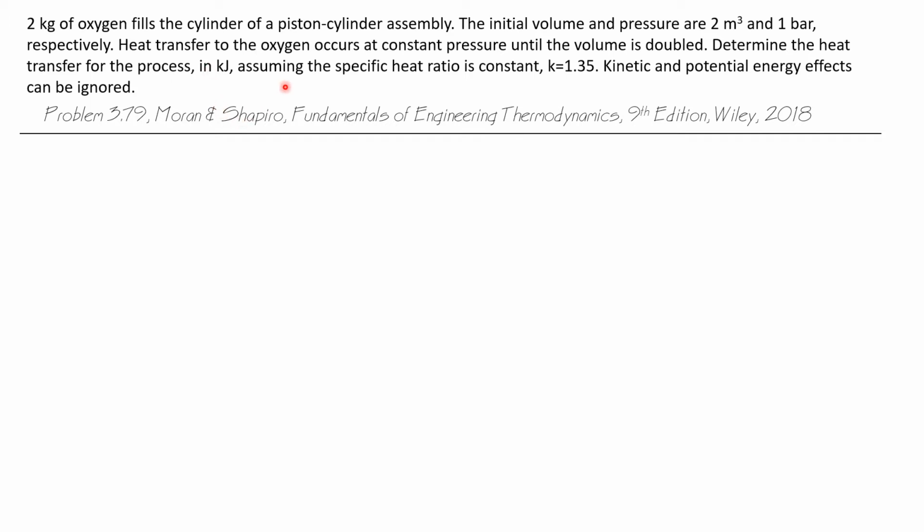2 kilograms of oxygen fills the cylinder of a piston cylinder assembly. The initial volume and pressure are 2 cubic meters and 1 bar respectively. Heat transfer to the oxygen occurs at constant pressure until the volume is doubled. Determine the heat transfer for the process in kilojoules, assuming the specific heat ratio is constant at K equals 1.35. Kinetic and potential energy effects can be ignored.